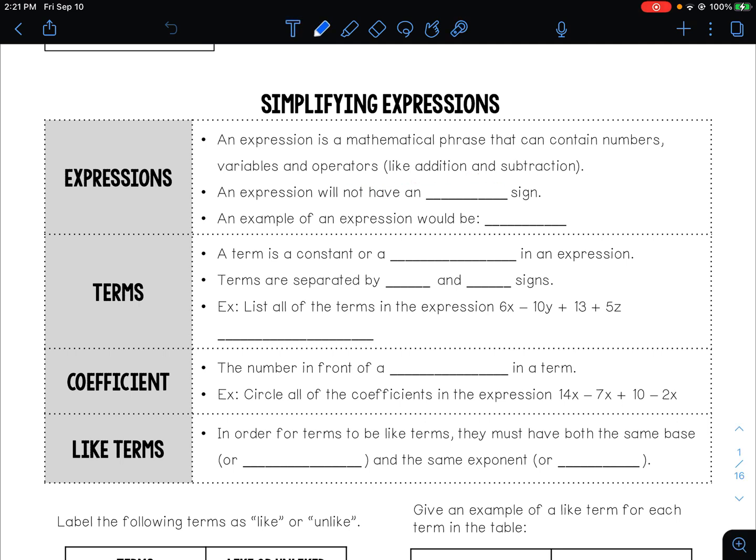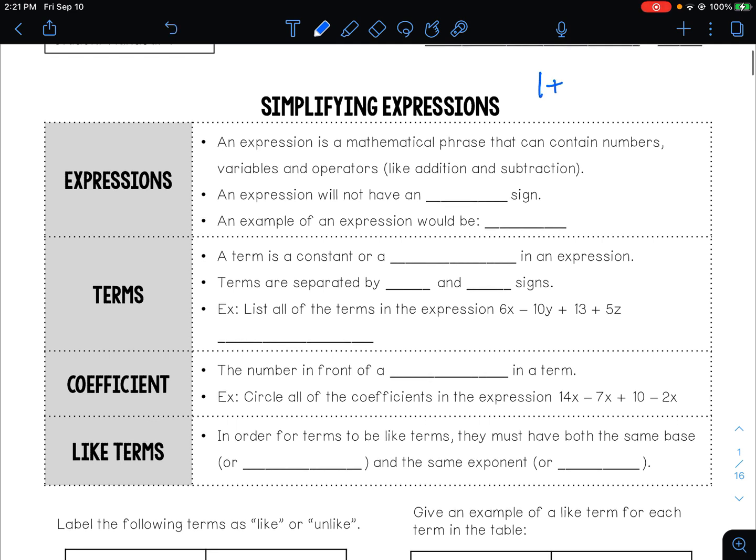So let me give you an example of an expression. You can have something like 1 plus 1. That's an expression. Or 2x plus 5. That's an expression. Or 9 divided by 4 is an expression. 3 can be an expression. 28 plus 1 divided by 4 divided by 5 times 6. All of those can be expressions.